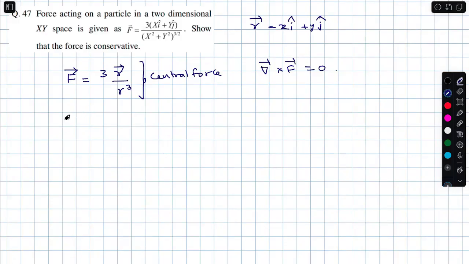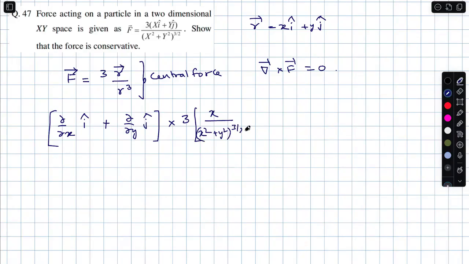Take del by del x i cap plus del by del y j cap, cross 3 times x by (x square plus y square) whole to the power of 3 by 2 i cap plus y by (x square plus y square) whole to the power of 3 by 2 j cap.